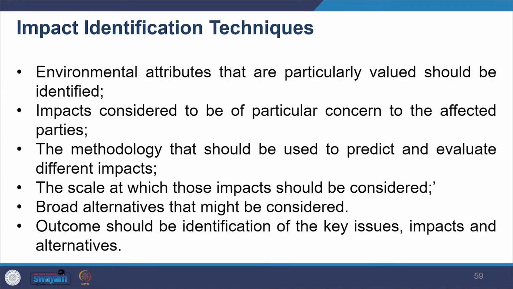So you can also have impact identification techniques used for scoping purposes, and at this stage environmental attributes that are particularly valued should be identified. So when you undertake scoping, you need to ensure that there might be environmental attributes which might be of importance to the people who are being affected or in the range of the project. And then all the affected parties, if they have any particular concerns, those things should be included here.